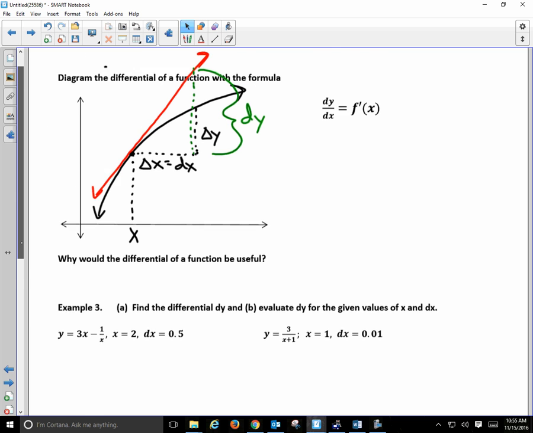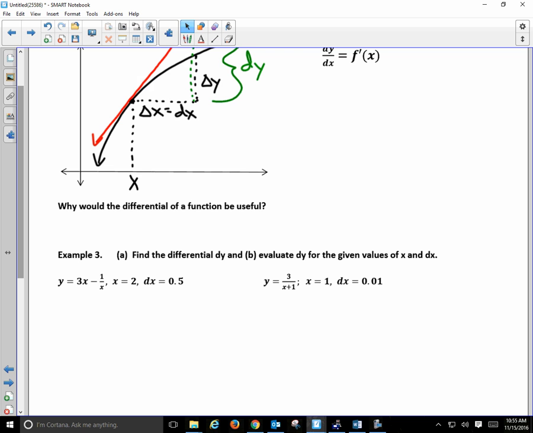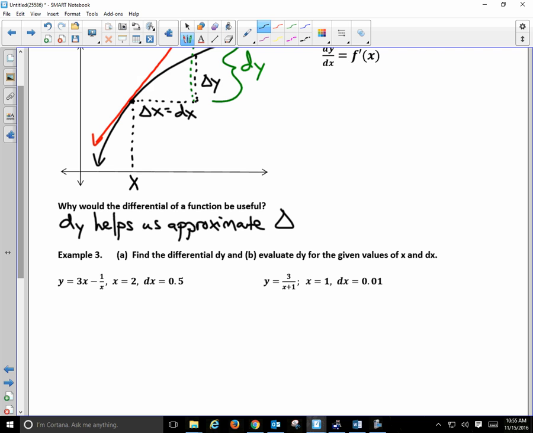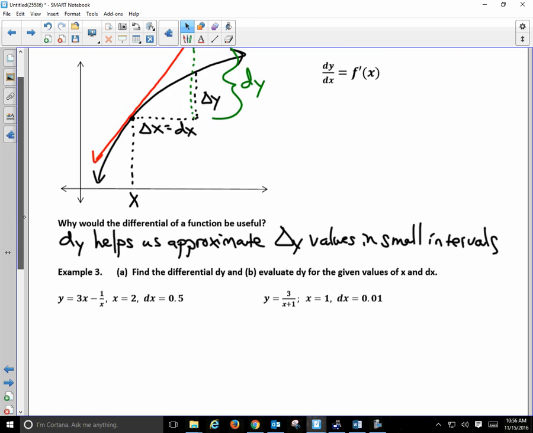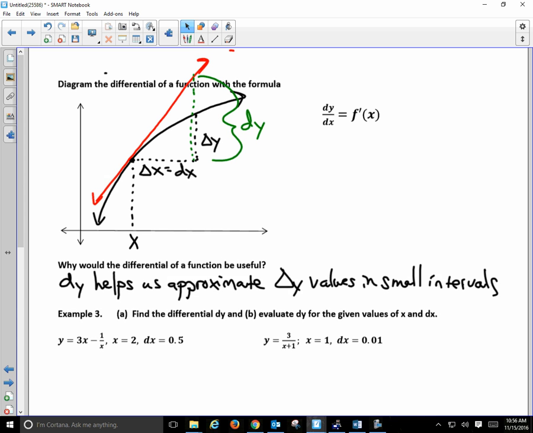So why do we do this? Why would a differential for a function be useful? Dy helps us approximate delta y values in small intervals. Obviously, the larger we make dx and delta x, the further apart dy and delta y are probably going to be. Okay? So the question is, how do we come up with delta y?